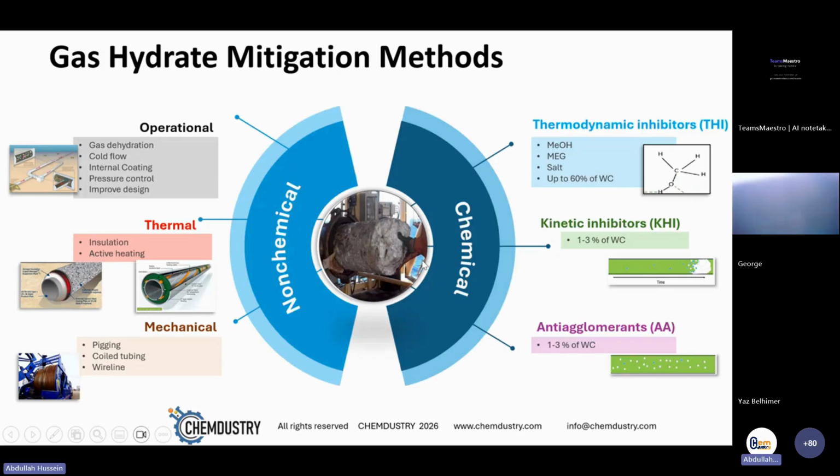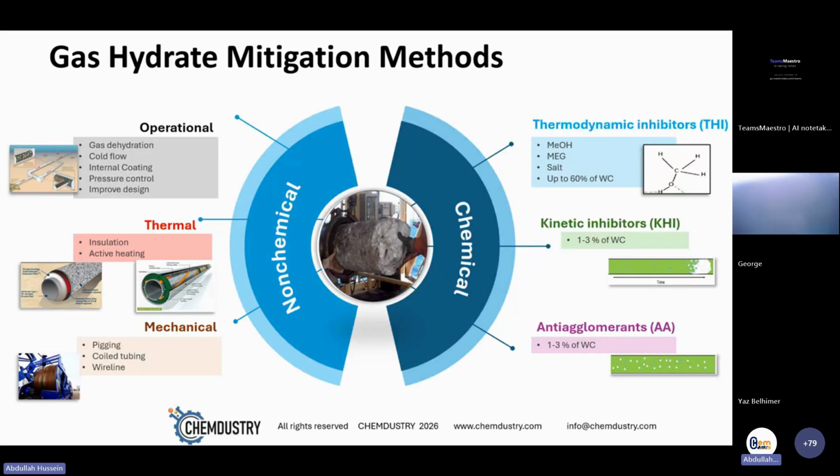How to mitigate the hydrates? Similar to the scale, there's chemical and non-chemical methods. The chemical, we have three basic types. We have the thermodynamic inhibitors like methanol, glycol, salt, but these we inject in a very high dosage. If you're looking for something with a little bit lower dose, then you have the kinetic inhibitors or the anti-agglomerants.